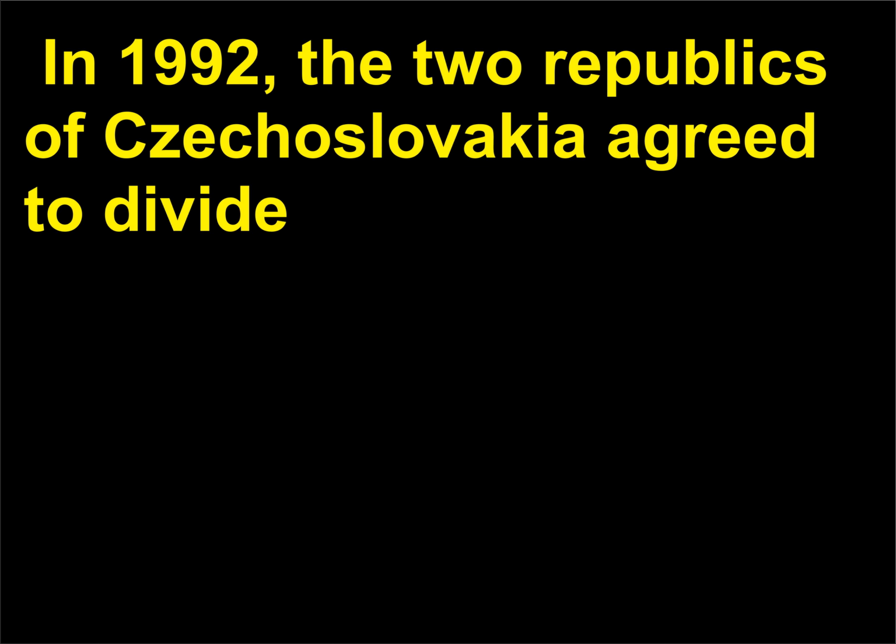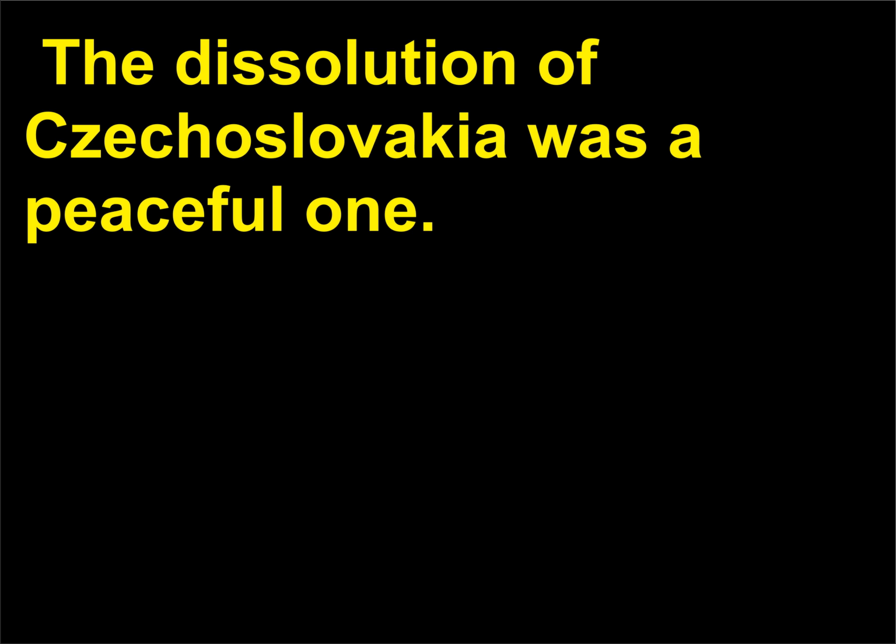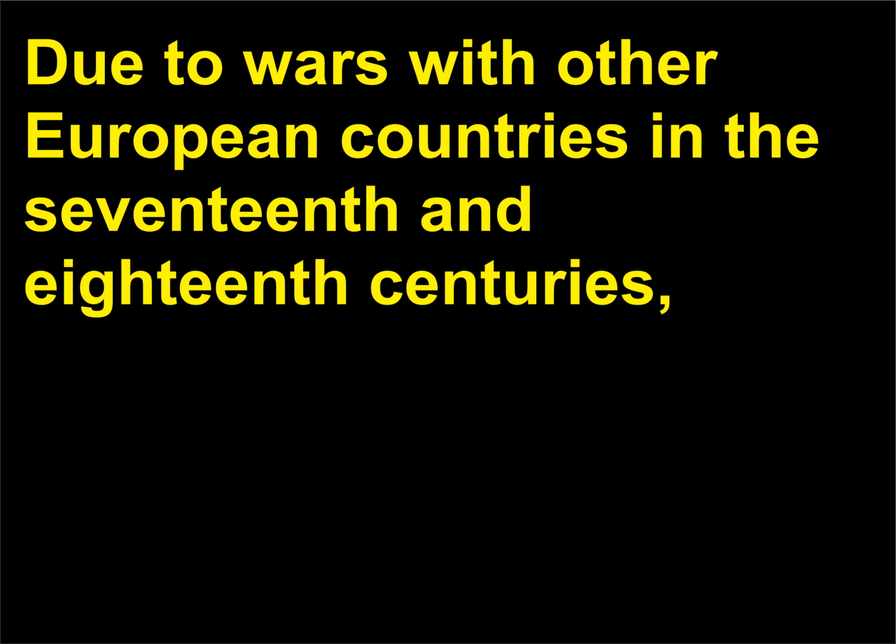In 1992, the two republics of Czechoslovakia agreed to divide into two independent countries, the Czech Republic and Slovakia. The dissolution of Czechoslovakia was a peaceful one. Due to wars with other European countries in the 17th and 18th centuries.